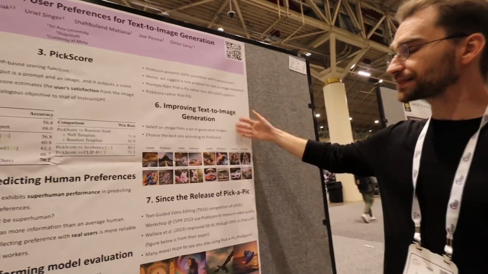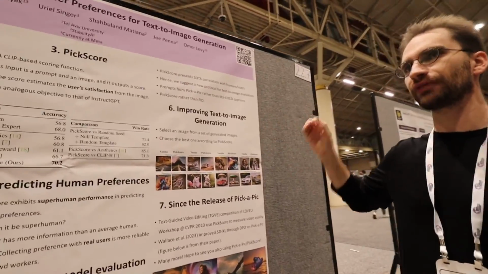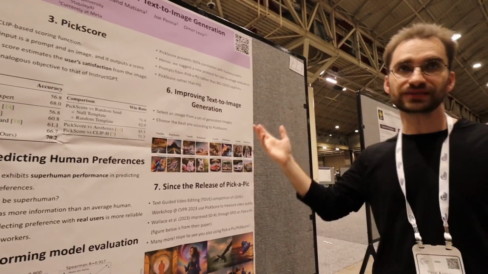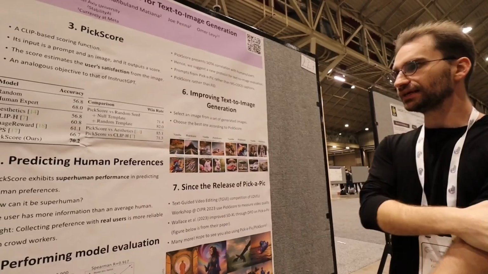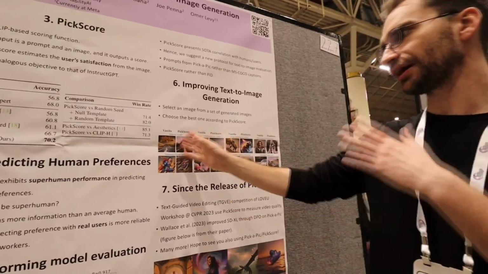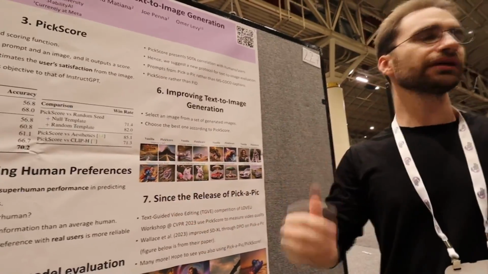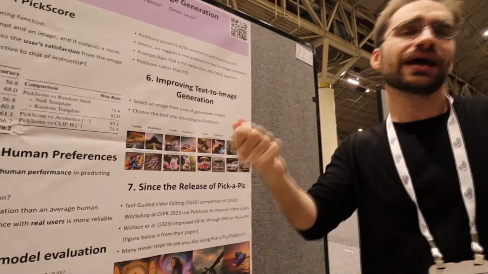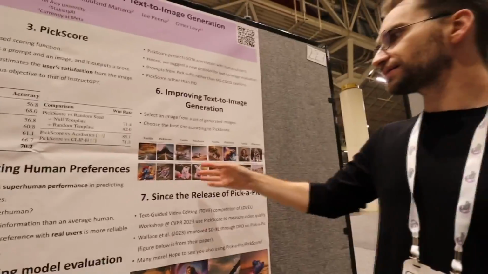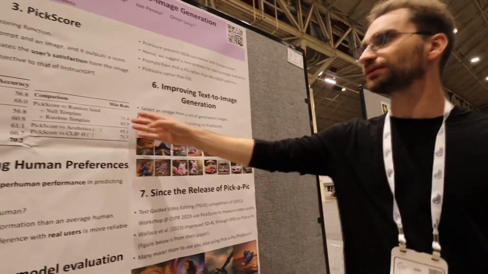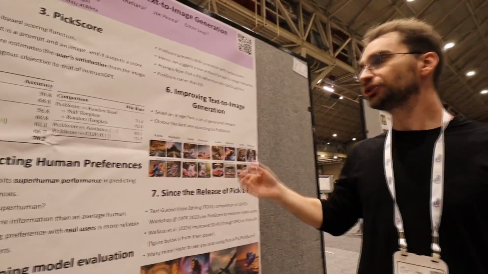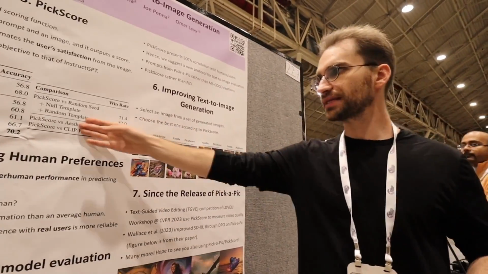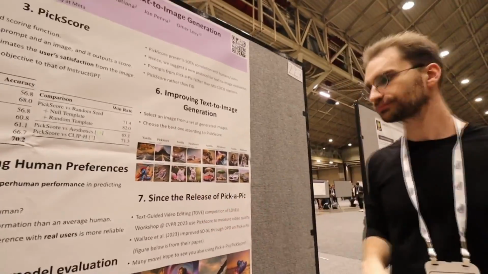So the next thing that we tried to do is think of the simplest way to improve text-to-image generation with Pick-Score. So what we did, very naively, we just took the vanilla model, generated a bunch of images, scored them, and returned the best. And we can see both qualitatively and quantitatively that Pick-Score usually selects a better image, both than the original model and more than an aesthetics predictor or CLIP.